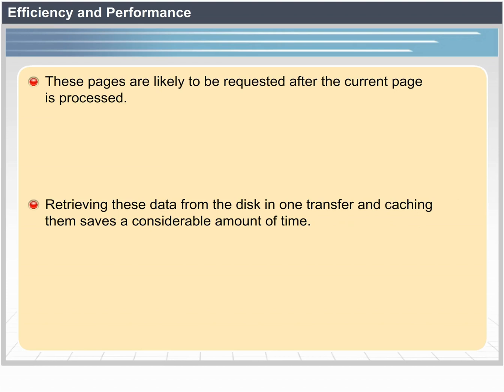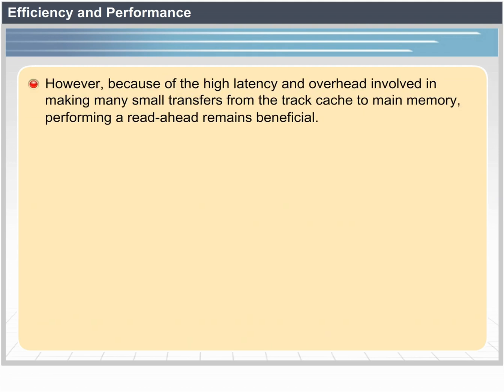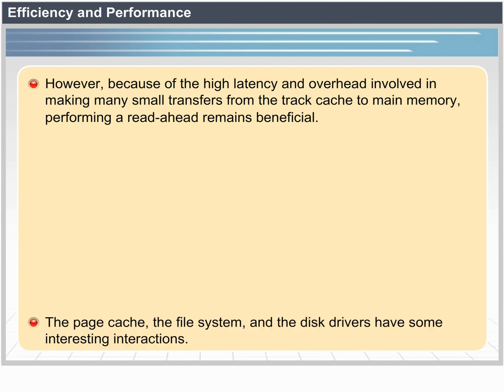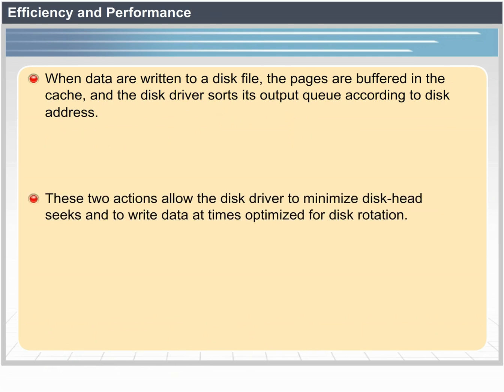One might think that a track cache on the controller would eliminate the need for read-ahead on a multi-program system. However, because of the high latency and overhead involved in making many small transfers from the track cache to main memory, performing a read-ahead remains beneficial. The page cache, the file system, and the disk drivers have some interesting interactions. When data are written to a disk file, the pages are buffered in the cache and the disk driver sorts its output queue according to the disk address. These two actions allow the disk driver to minimize disk-arm seeks and to write data at times optimized for disk rotation.